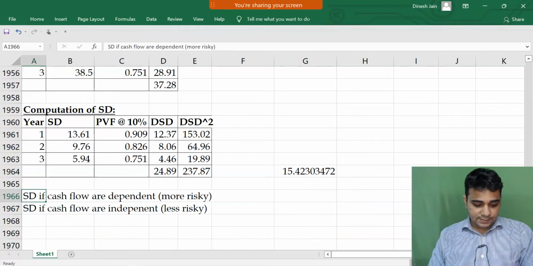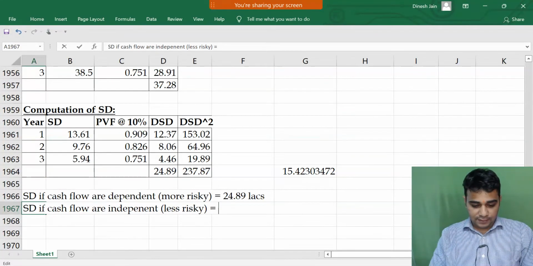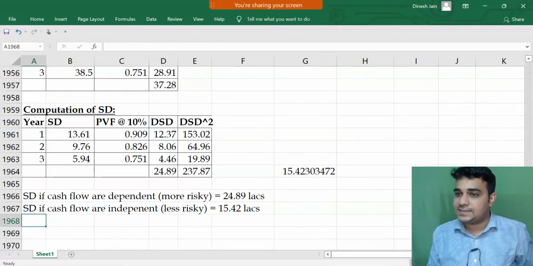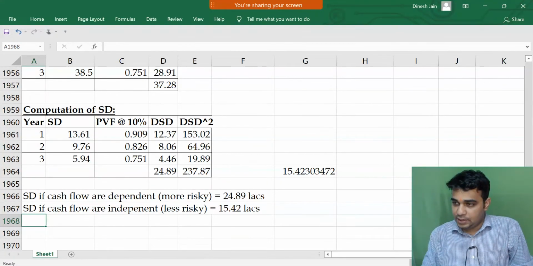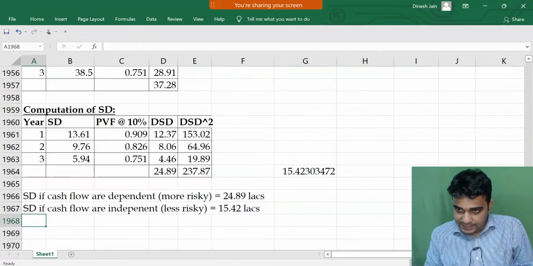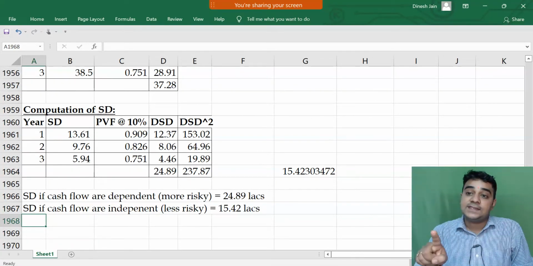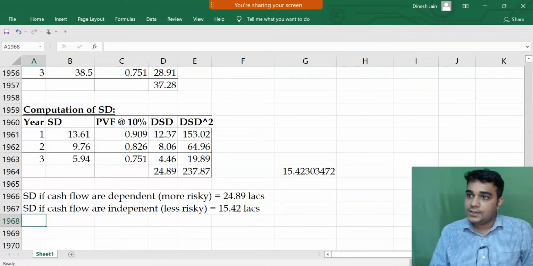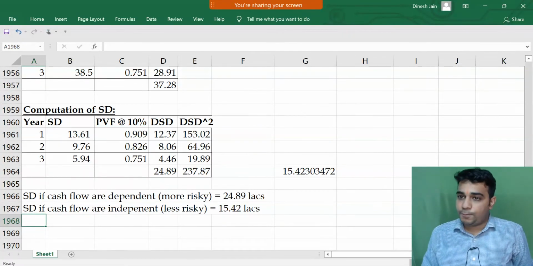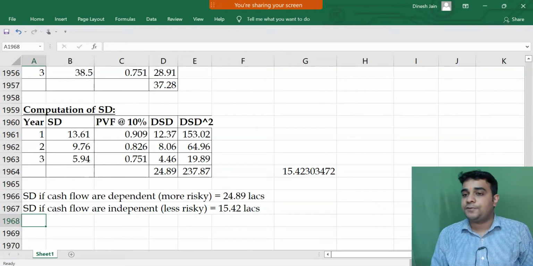One answer is 24.89 lakhs and another answer is 15.42 lakhs. Your independent is less risky, so it will have lesser standard deviation. Dependent is more risky, it will have more standard deviation. One answer is total of DSD, another answer is total of DSD square with a square root. So one answer is 24.89 lakh, another answer is 15.42 lakh.